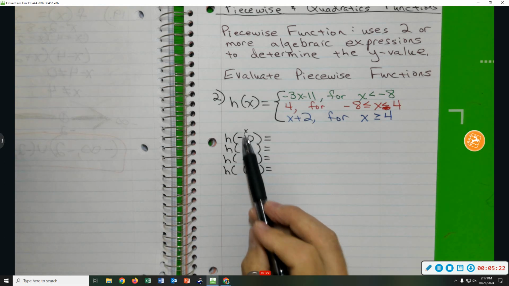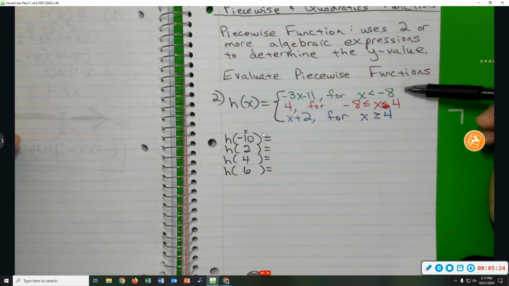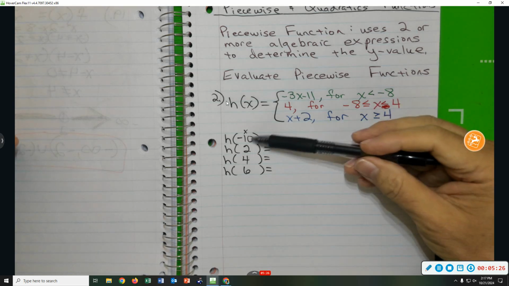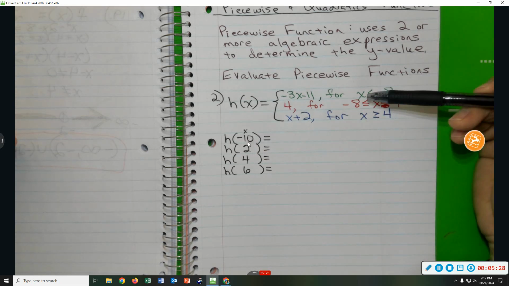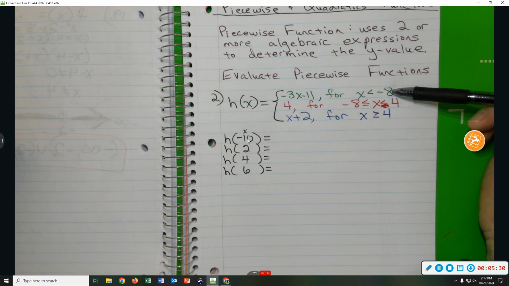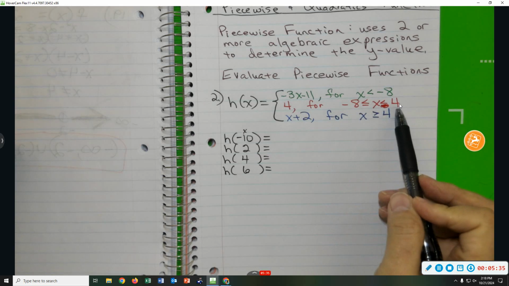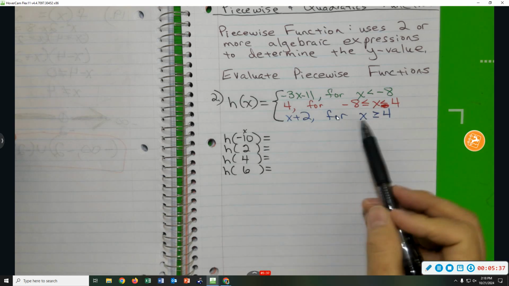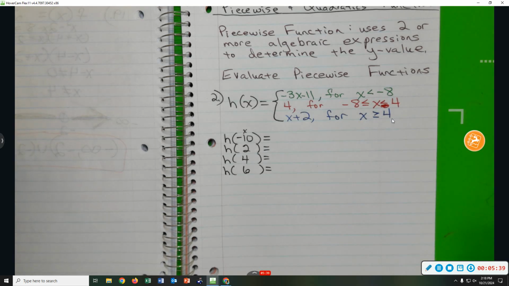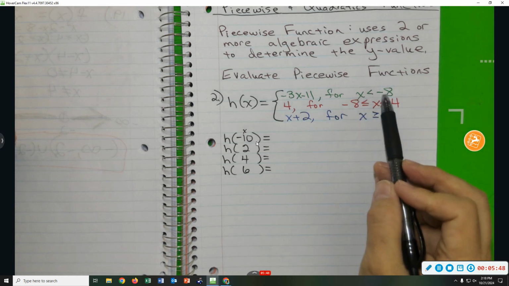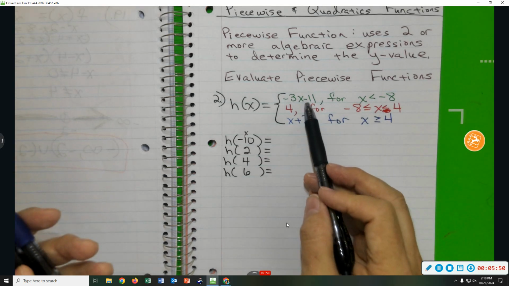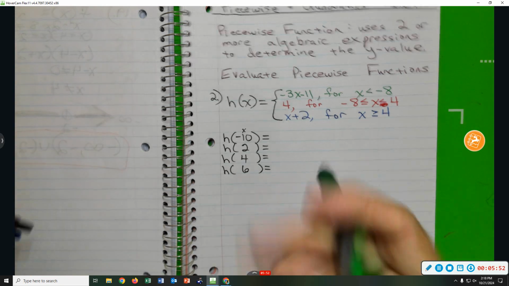Negative 10 is our x value. Which inequality is satisfied by the x value negative 10? Is negative 10 less than negative 8? Or is negative 10 between negative 8 and positive 4? Or is negative 10 bigger than positive 4? Which one inequality is satisfied? The green, red, or blue? The green one. Negative 10 is less than negative 8. So we're going to use the green piece.